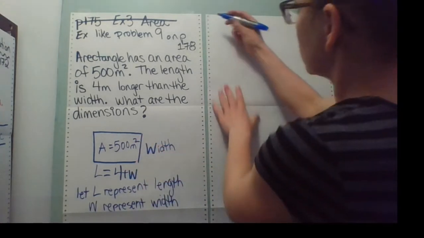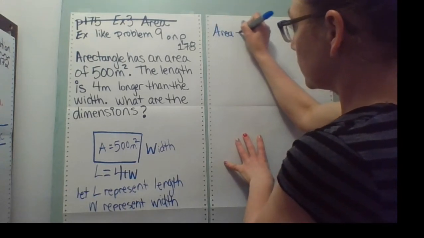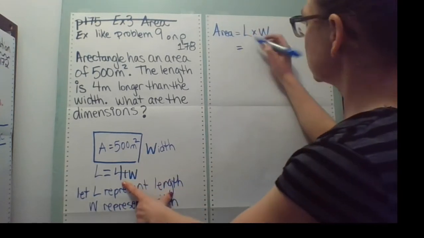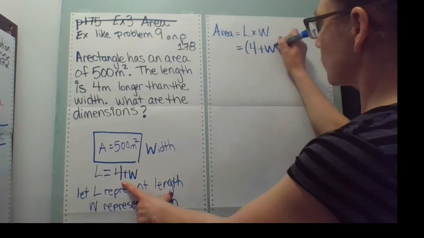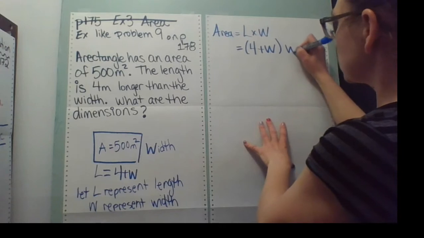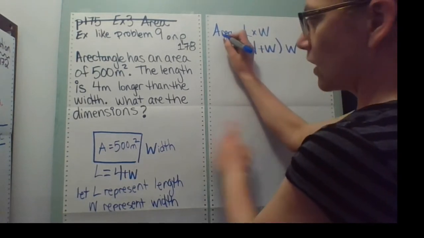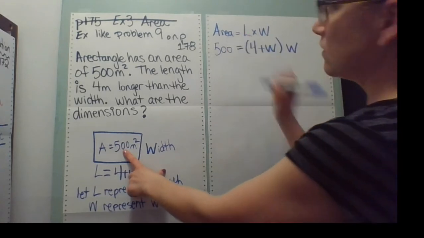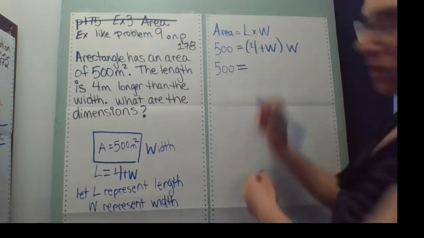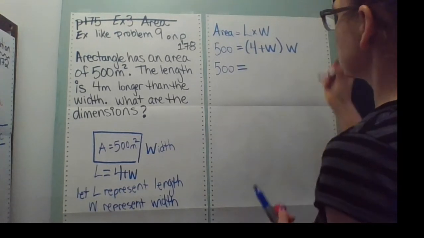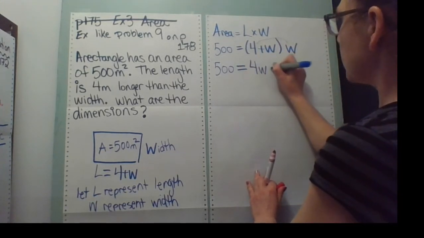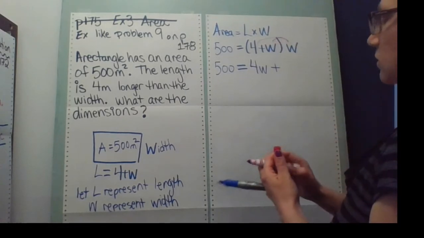Okay. Let's see. Area equals length times width. Instead of length, I'm going to write in 4 plus W. And because it's like that, I'm going to stick it in brackets. Times width. We know our area is 500, so I can put that there. Very nice. All right, so I have 500 equals, let's expand our brackets. So we're going to get W times 4 gives me 4W, plus W times W gives me W squared.